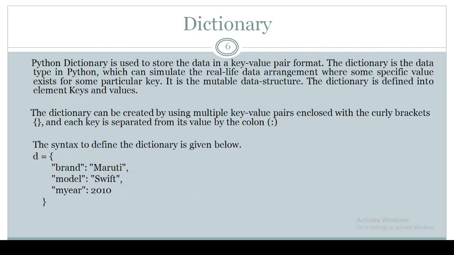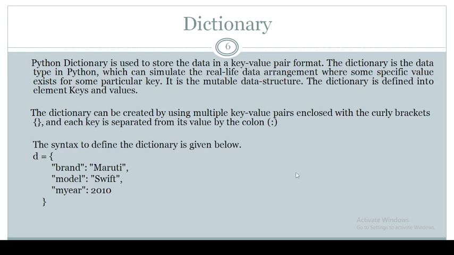Next is our dictionary. Like list, tuple, and set, this is a little bit different. A dictionary, as we all know, is a collection in key value pair format. We have a value and we also have a key. A Python dictionary is used to store data in a key value pair format, which means it has two parts, a key and a value.